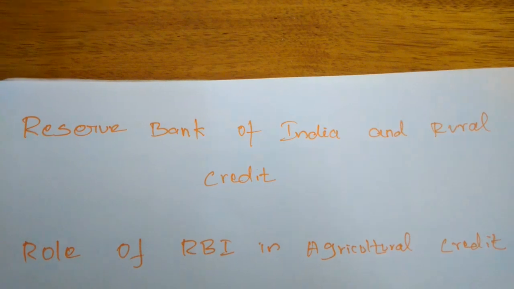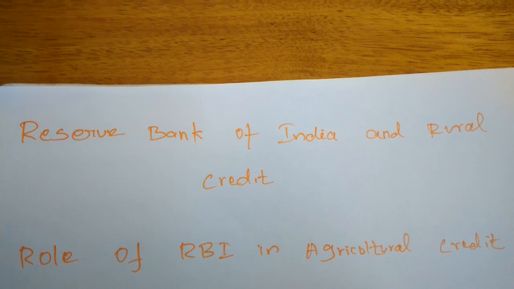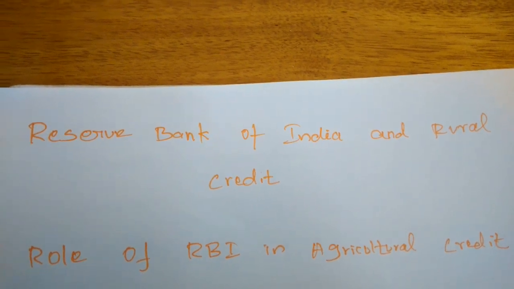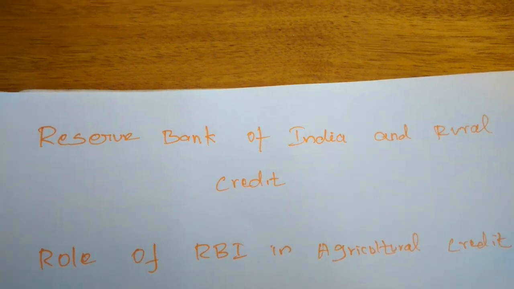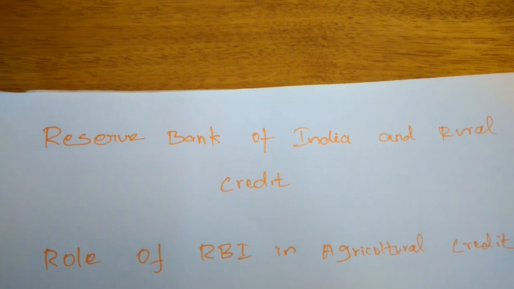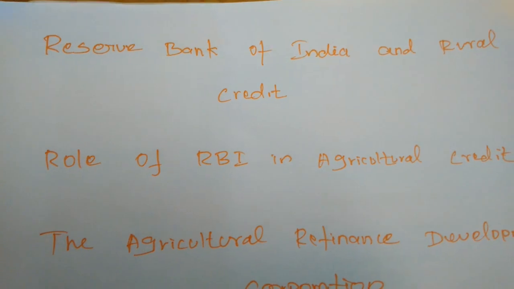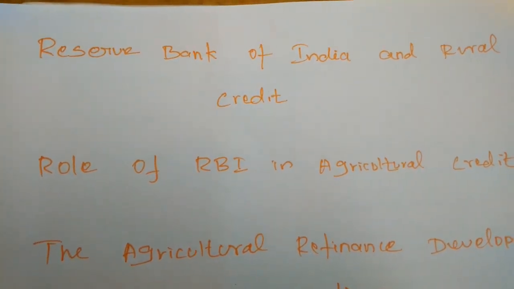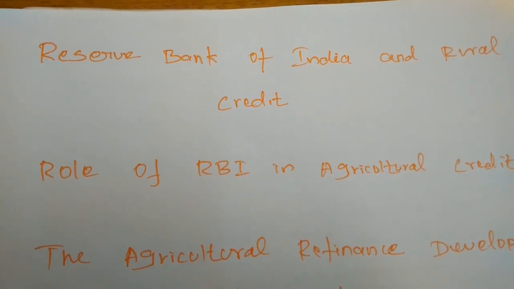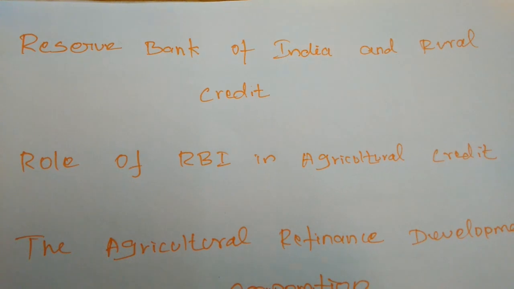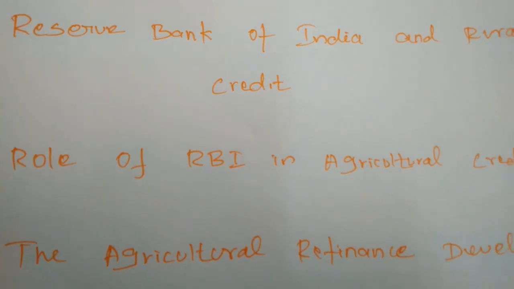Next, the Reserve Bank of India and rural credit. In a developing economy like India, the central bank of the country cannot confine itself to monetary regulation only, and it is expected that it should take part in development functions in all sectors, especially agriculture and industry, because agriculture and industries are developing together. So the Reserve Bank of India also gives more importance to the agricultural sector.